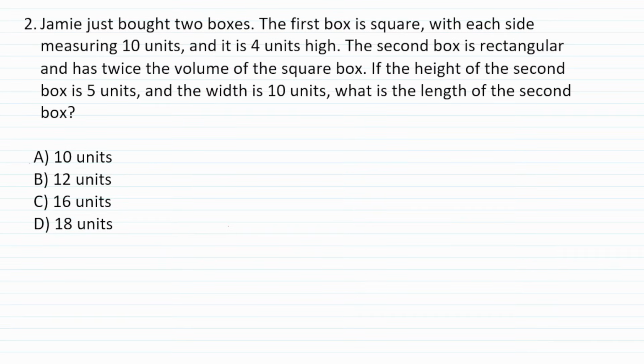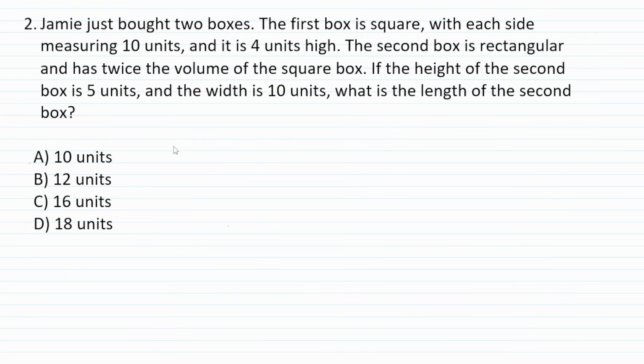The second question says, Jamie just bought 2 boxes. The first box is square, with each side measuring 10 units, and it is 4 units high. The second box is rectangular and has twice the volume of the square box. If the height of the second box is 5 units and the width is 10 units, what is the length of the second box?